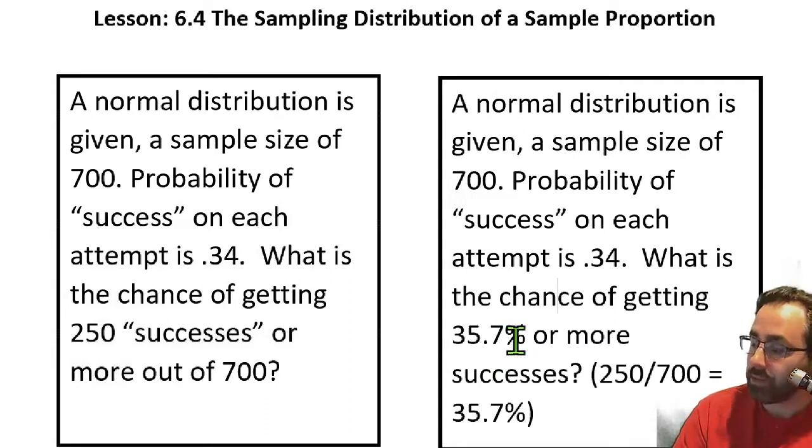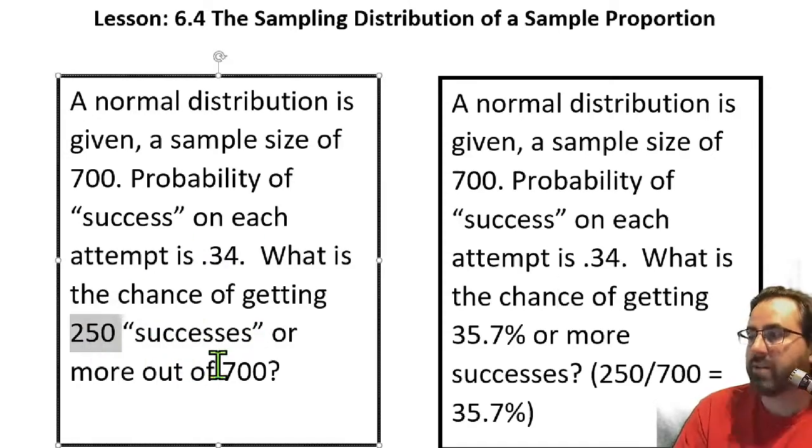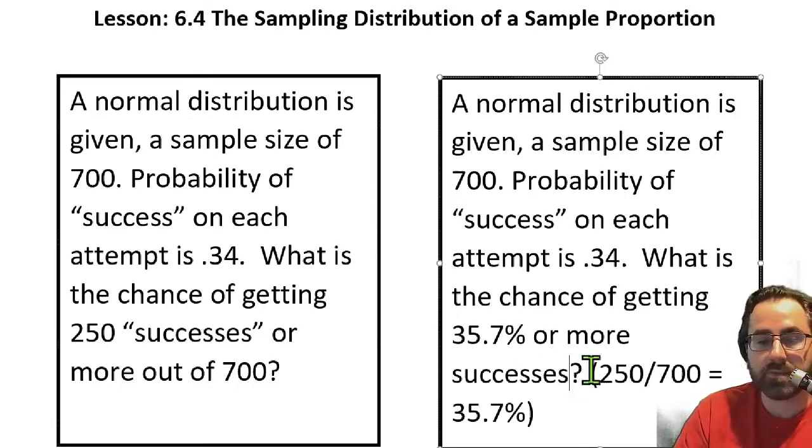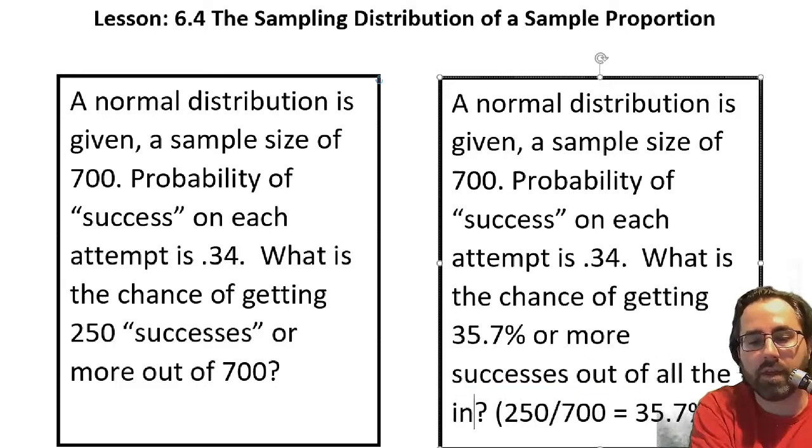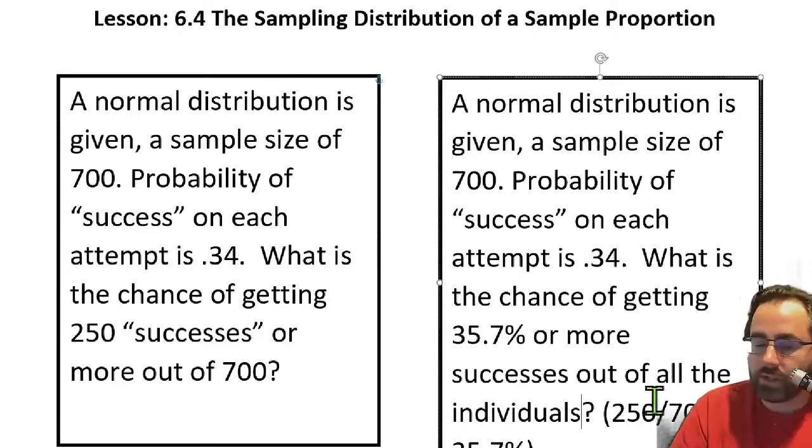What we're really learning how to do is calculate with z-scores, percentiles and means, but instead of doing all that calculation around a count like 250 out of 700, we're doing that calculation around a percentage. Or I should say, not a percentage of success, but a percentage of the individuals. So 35.7% or more successes out of all the individuals. So how do we do this?